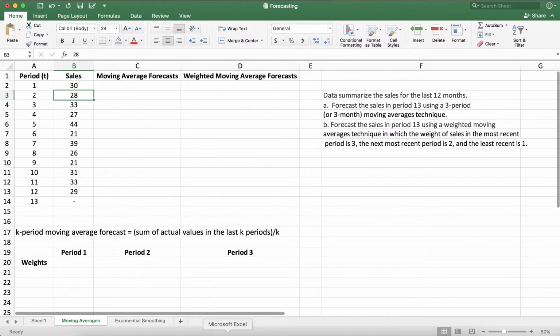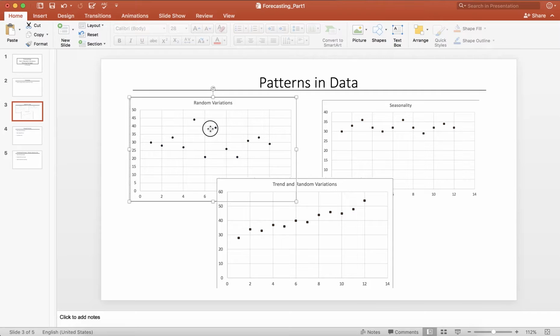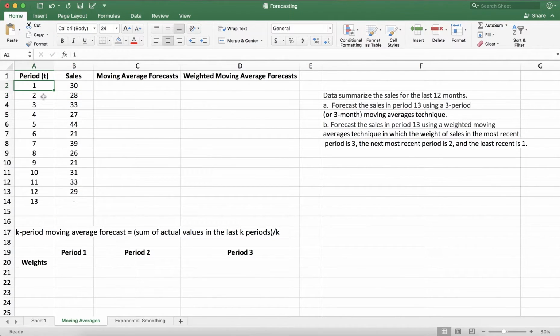So this data set is actually the graph on the left. So you have random variations. Okay, so this graph belongs to this data set. So I have random variations, which means that I can use simple exponential smoothing, weighted moving averages, or simple moving averages. Okay, so like I said, we are going to look at moving averages and weighted moving averages. The moving averages technique will always include a number of time periods that you will use in the calculation.